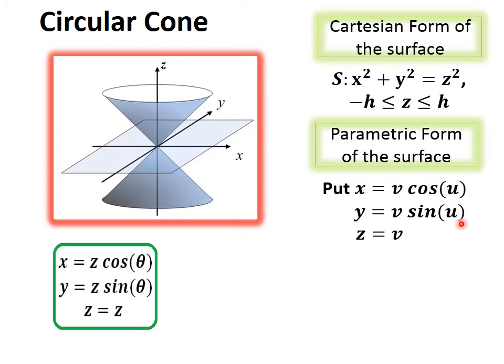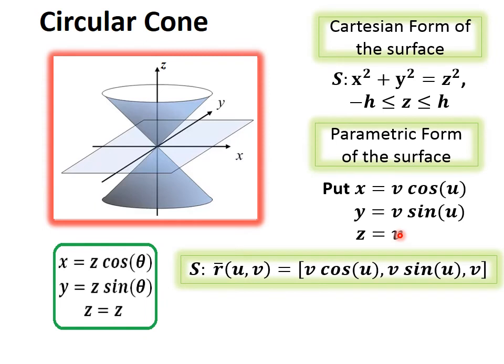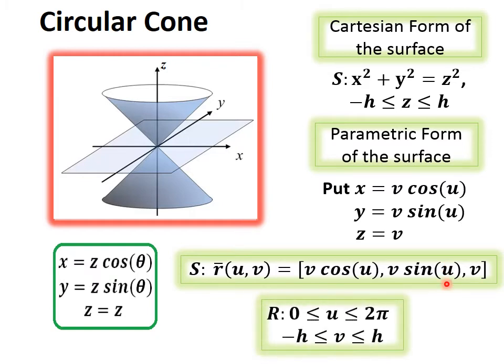Now choose angle parameter theta as u, height parameter z as v. The Cartesian form of the surface cone is x square plus y square equal to z square, and its parametric representation is r bar of u comma v equal to v cos u, v sin u, v. v is the height variable, u is the angular variable. Here also angle u varies from 0 to 2 pi, height v given height of the cone minus h to h.